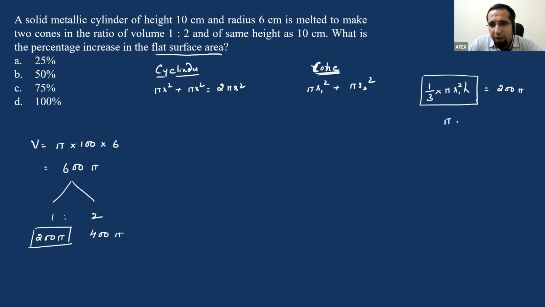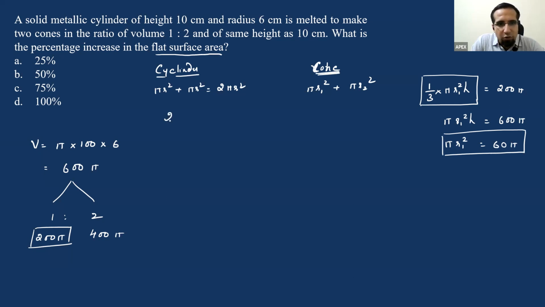So what do we get from here? We get pi into r1 square h is equal to 600 pi. And since the height is 10, pi into r1 square, height is 10, is equal to 60 pi. Clear? And in this case, it's going to be 2 into pi into 6 square, that is 36, which will give you 72 pi. Now, what is in the second case? 1/3 into pi r square h is equal to 400, or pi r square h is equal to 1200.